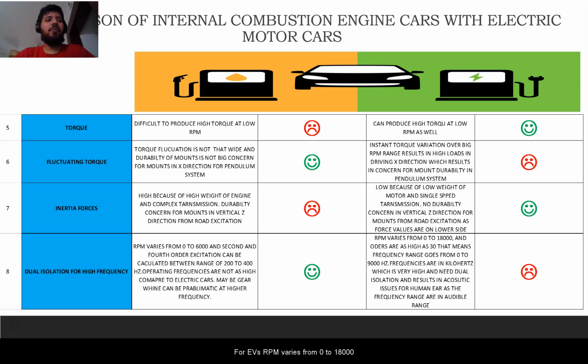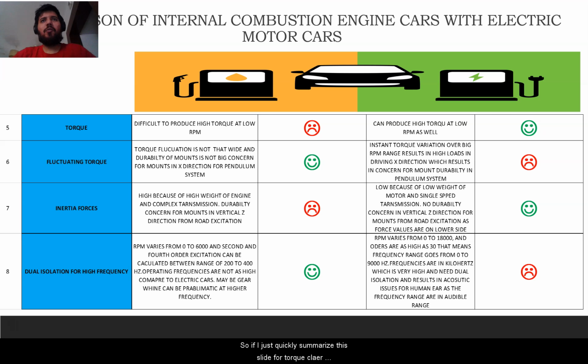For EVs, RPM varies from 0 to 18,000 and order value is as high as 30. That means the frequency range goes from 0 to 9,000 Hertz. Frequencies are in kilohertz, which is very high and results in an acoustics issue for the human ear as the frequency range is in the audible range and for sure requires dual isolation.